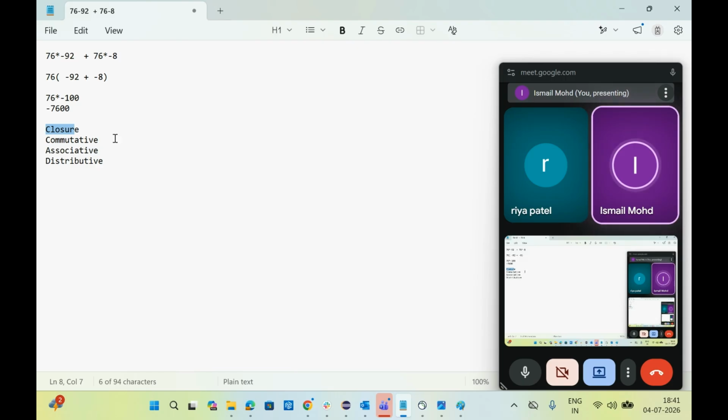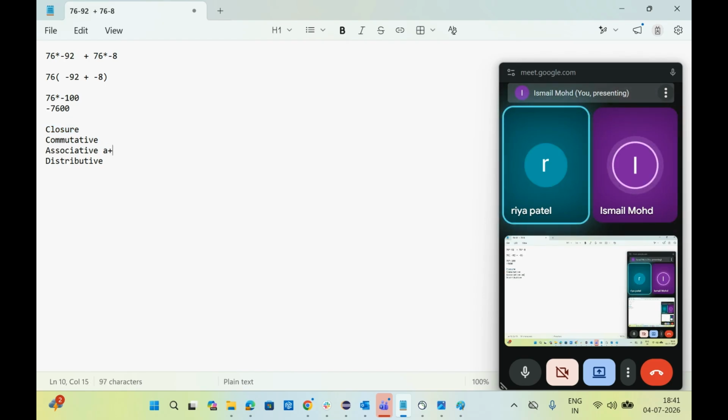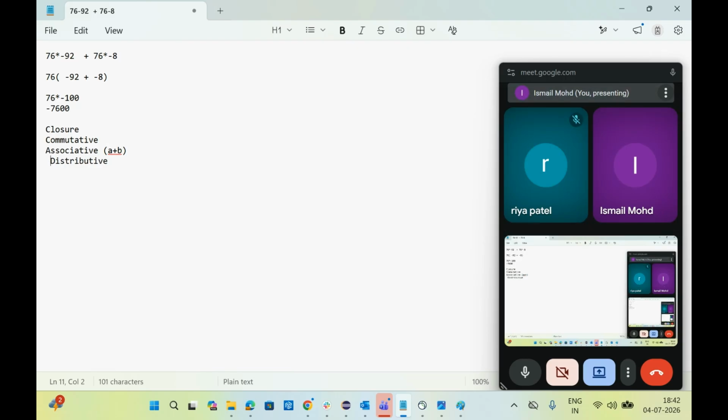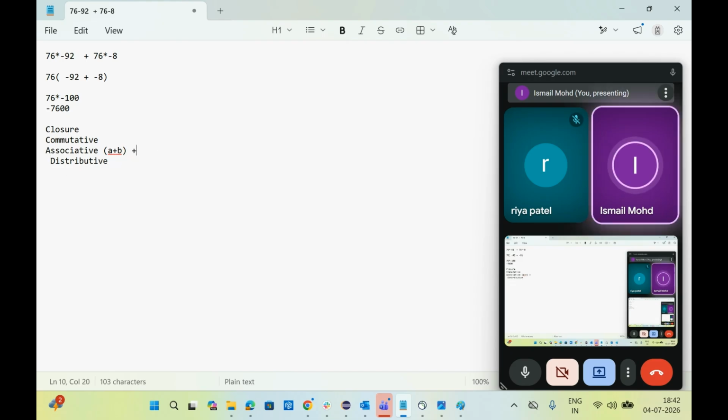Commutative means you are taking two numbers, and either a plus b is equal to b plus a, or a into b is equal to b into a. We are not talking about that. Associative means, for the simple case of addition, you are doing a plus b, and then plus c. This is nothing but a plus, in the same way, b plus c. This is associative.